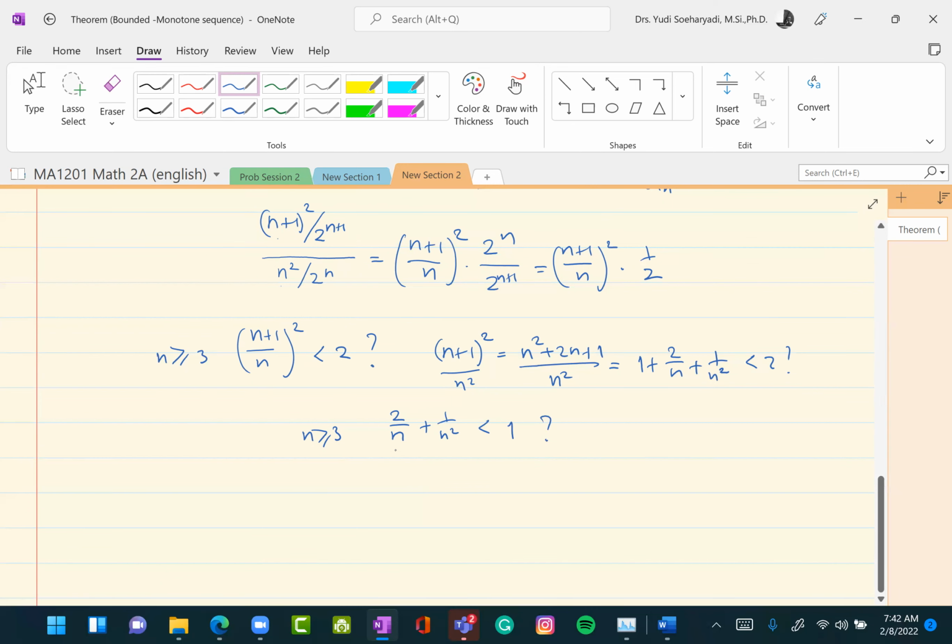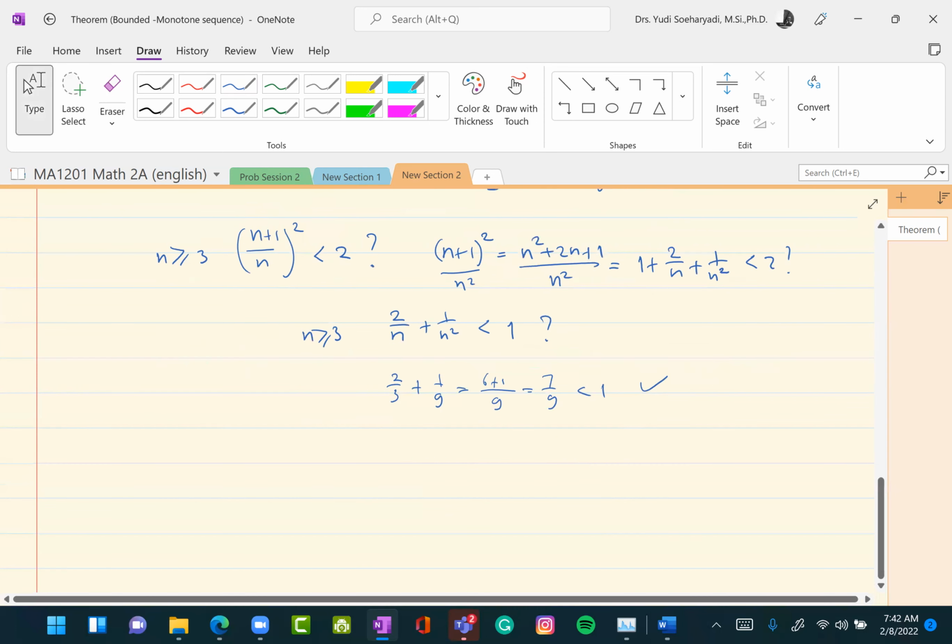Check this out. 2/3 plus 1/9, right? That is 9. So this is 6 plus 1, 7/9, less than 1. Okay, right?